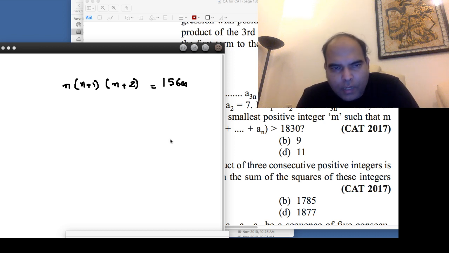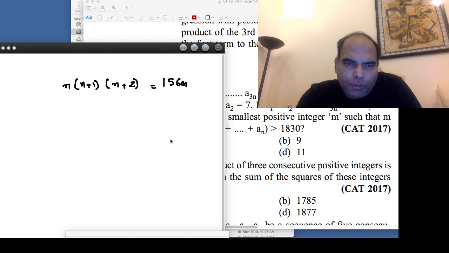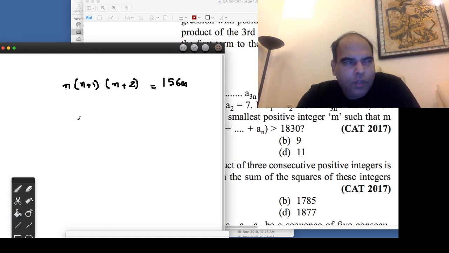N cube, n square. This is going to end up with n cubes, n squares, n's and constant terms, and solving it is going to be a task. So, what do you do in this question? Do you have a numerical approach? The numerical approach in this question is that you think of what possible values.